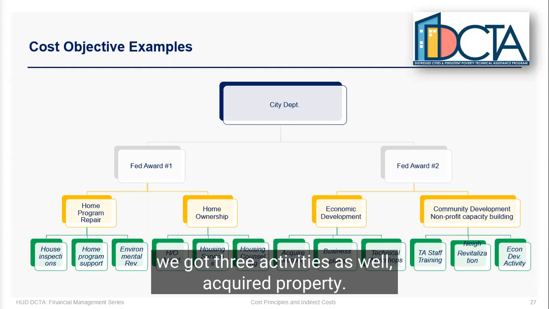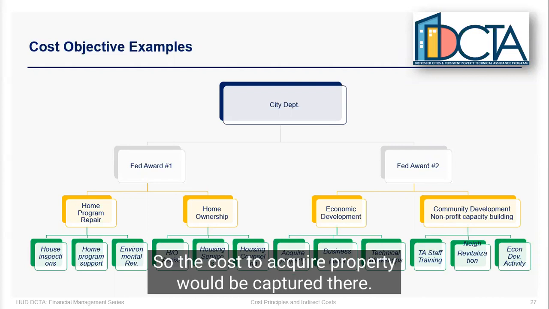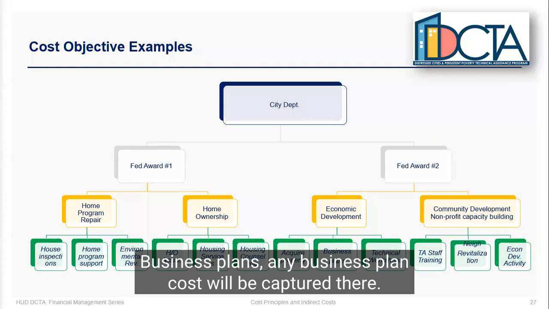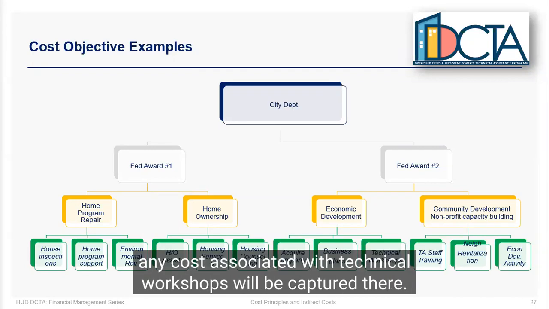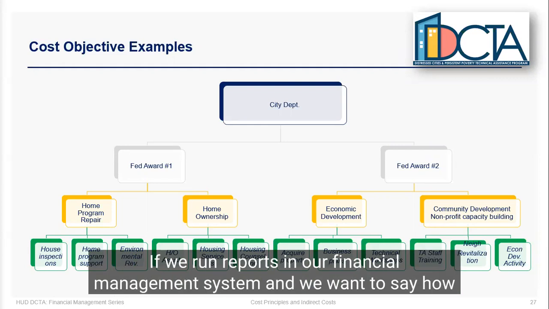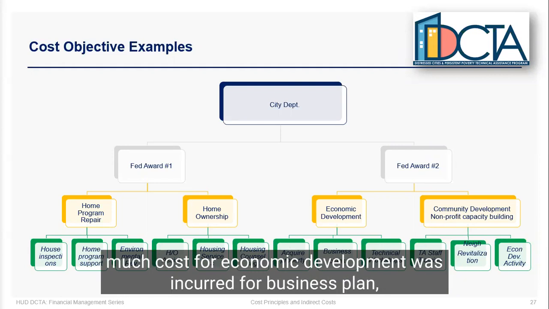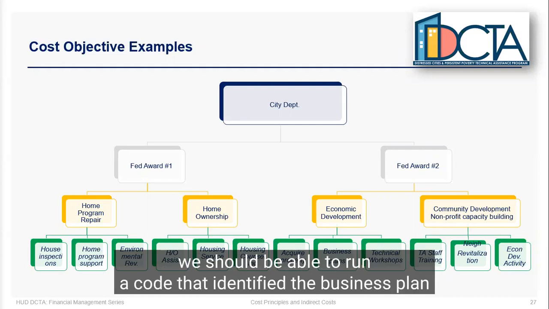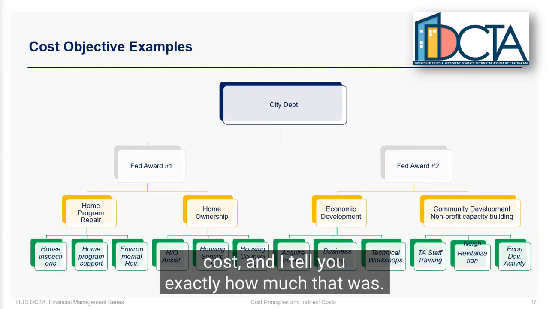Acquire property. So the cost to acquire property would be captured there. Business plans, any business plan costs would be captured there. And technical workshops, any costs associated with technical workshops would be captured there. If we run reports in our financial management system and we want to say how much cost for economic development was incurred for business plan, we should be able to run a code that identifies the business plan cost and it tells you exactly how much that was.